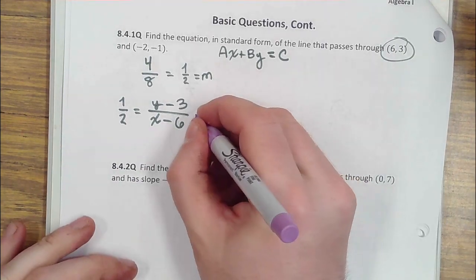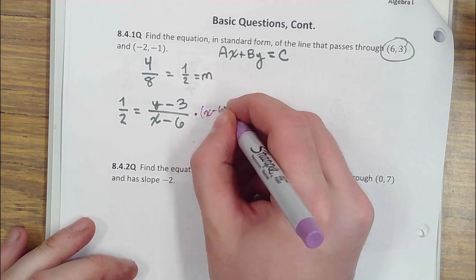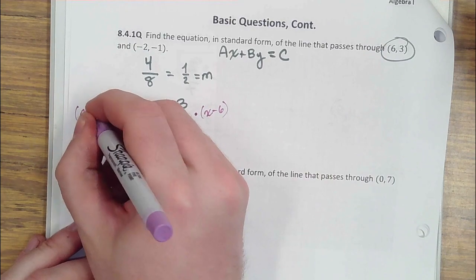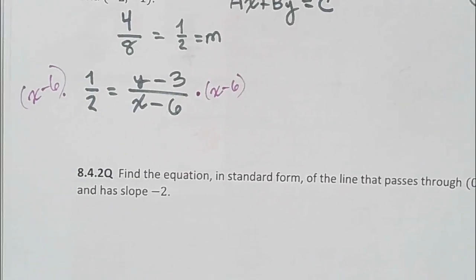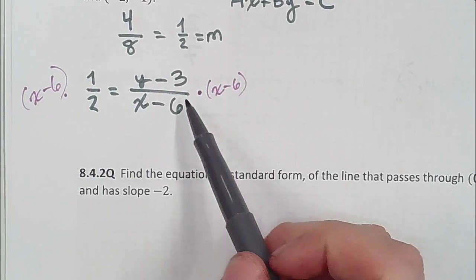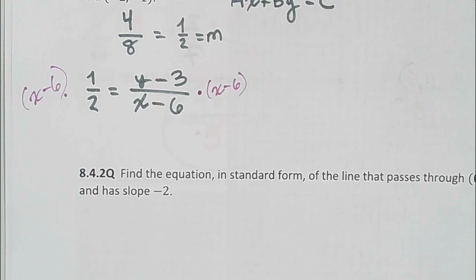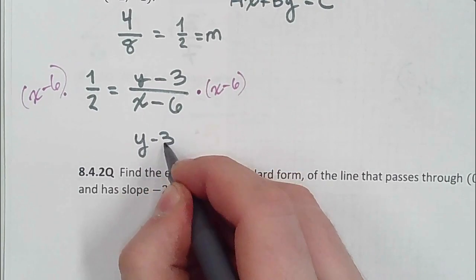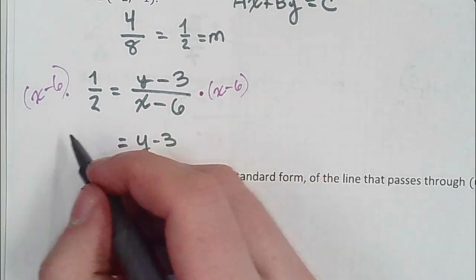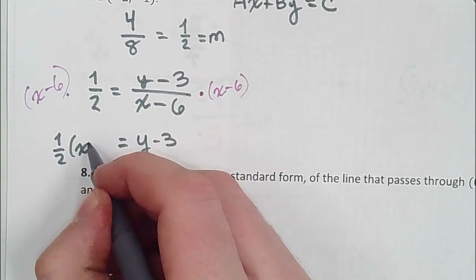First thing I'm going to do is times by x minus 6. Now, what is x minus 6? Timesing by that, what is that going to do? What is timesing by x minus 6 going to do? These divide out, and we just get y minus 3. Here I get a half times that. I'll just write that like this.